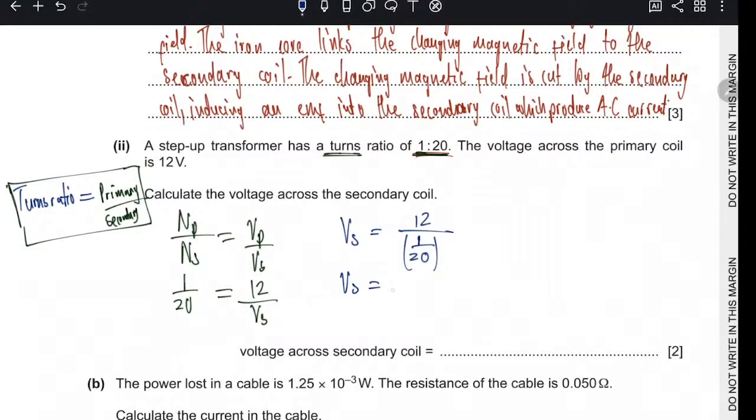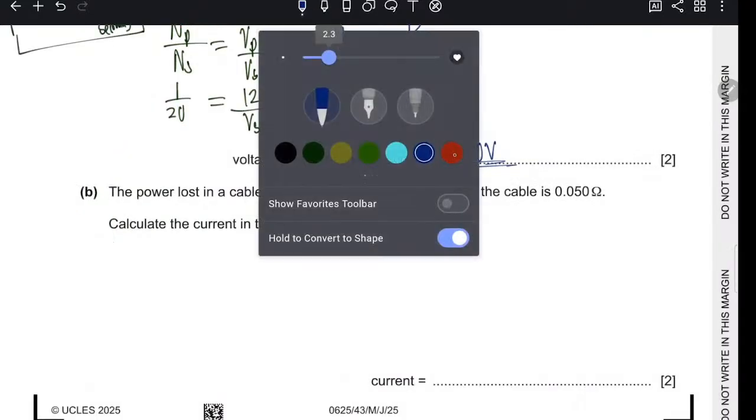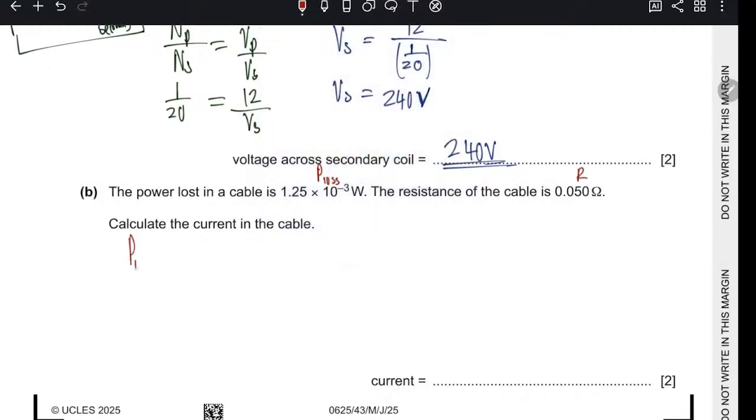Now we've been told the power loss, and we've been told the resistance. This is the power loss, and this is the resistance R. Now we know that the power loss is equal to I squared R. Here they want the current, so for us to get the current, we take R to the other side. We have power loss divided by R is equal to I squared. Then you take the square to the other side, we have the square root of power loss divided by R being equal to I.